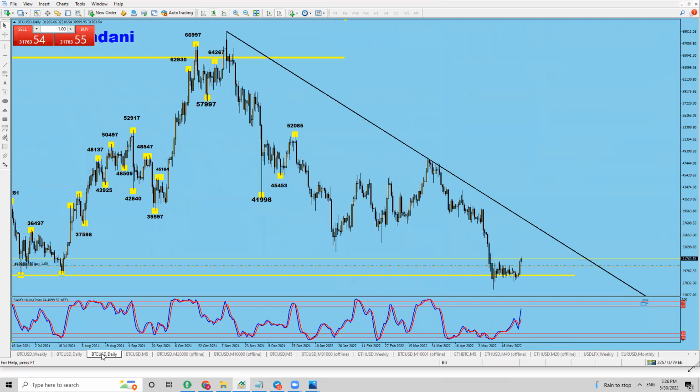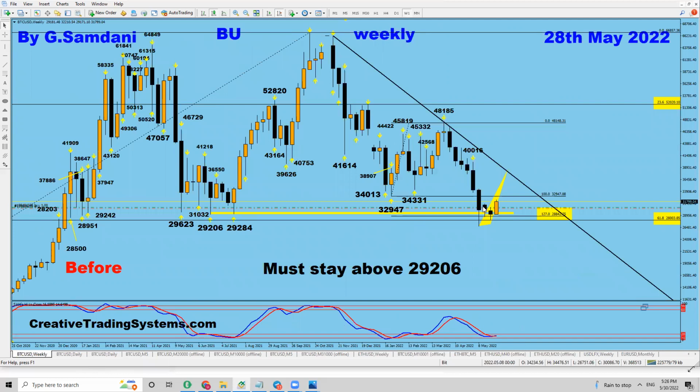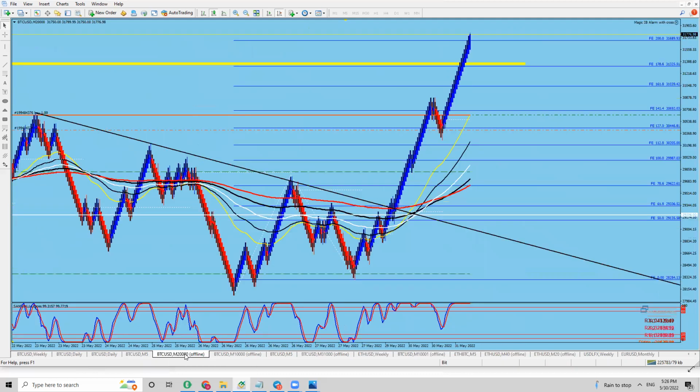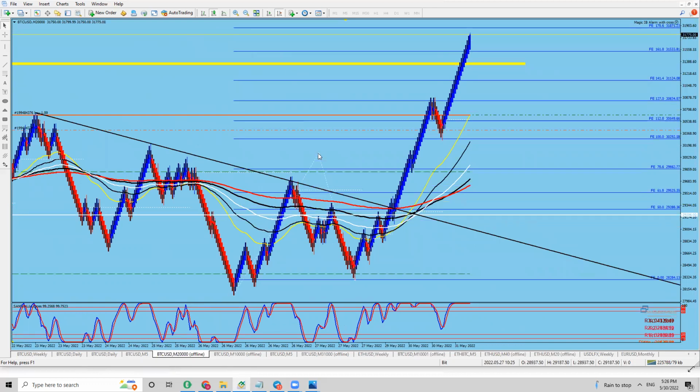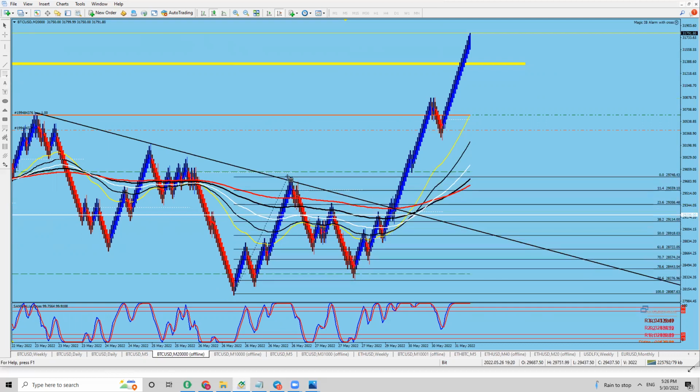Look at this chart here that I made, the Bitcoin chart. Where the heck is that? Okay, weekly chart here. See, this is the chart I made. So from here it's going to go up there, right? But look at this chart here. Let me see. Hold on just a minute.